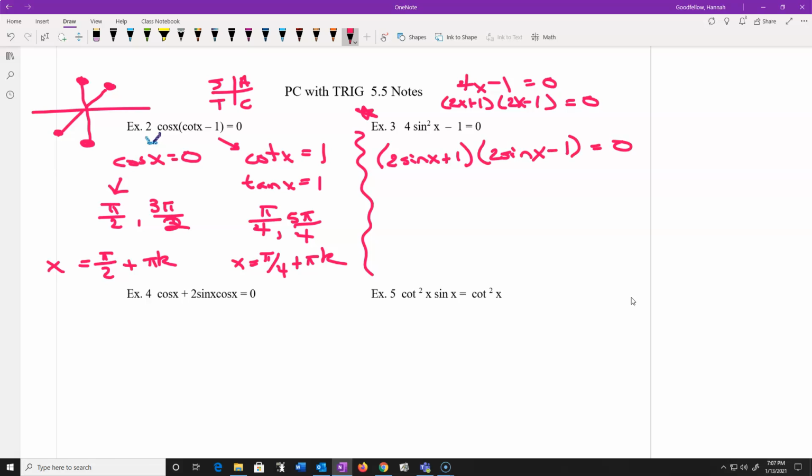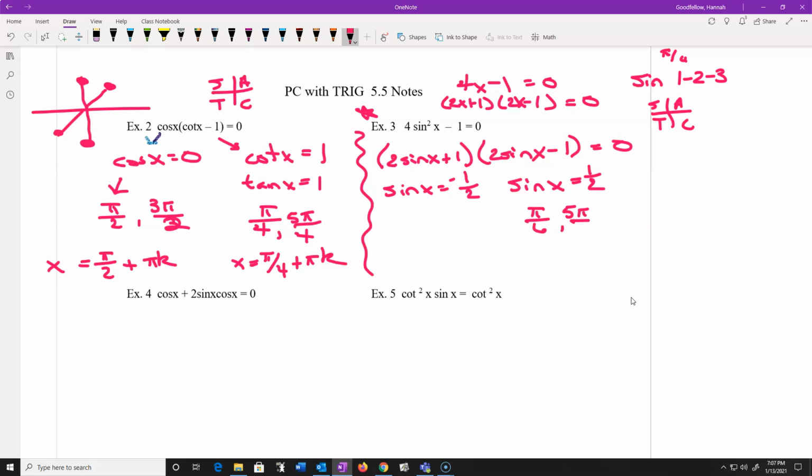Now each one of those individually needs to be solved, or better yet, when is sine x equal to negative 1/2 and when is sine x equal to positive 1/2? If I'm thinking about sine as 1, 2, 3, the only time it's going to be 1/2 is at any pi over 6 location, and it's going to be positive based on ASTC in the first and second quadrants. So this answer would be pi over 6 and 5 pi over 6. And this one would be the negative answers, which are in the third and fourth quadrants, or 7 pi over 6 and 11 pi over 6.